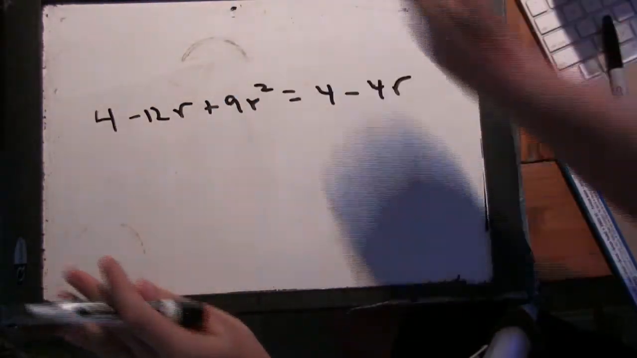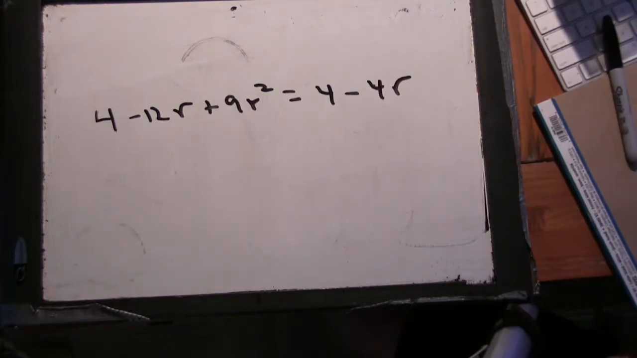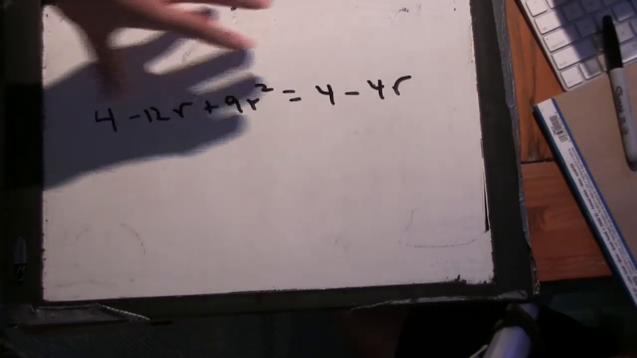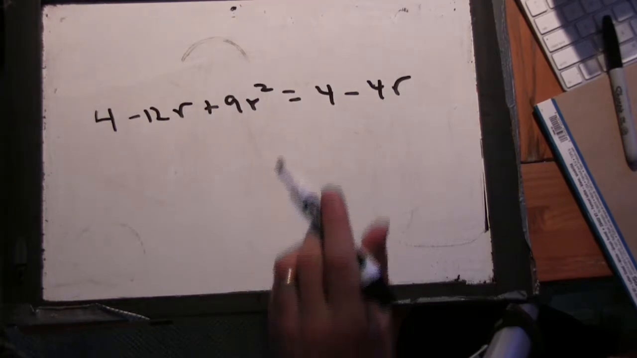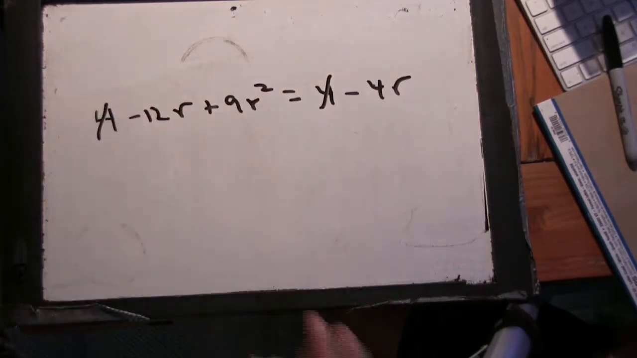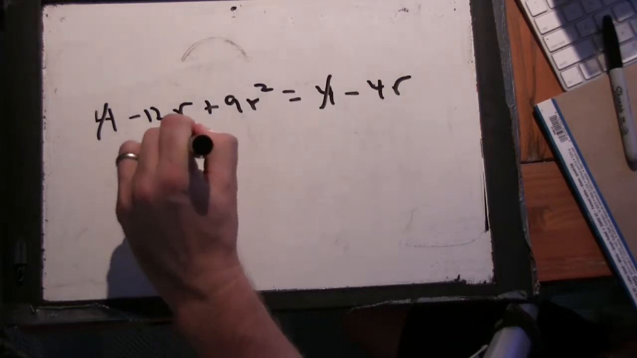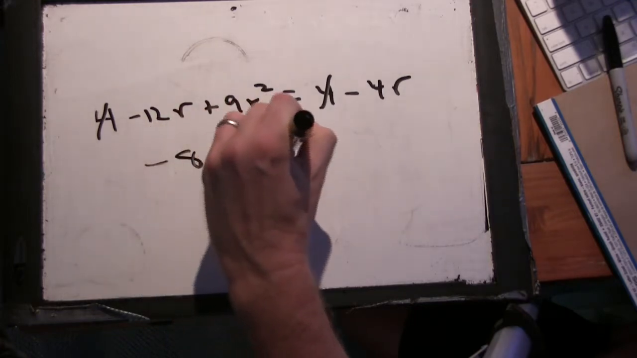Right, what are we going to do with that? Well, we can subtract away the 4's from both sides. Both sides have a 4, so that makes our life pretty easy. Both sides have negative 4r, so you can add 4r to both sides. And what do I get? You get negative 8r plus 9r squared equals 0.